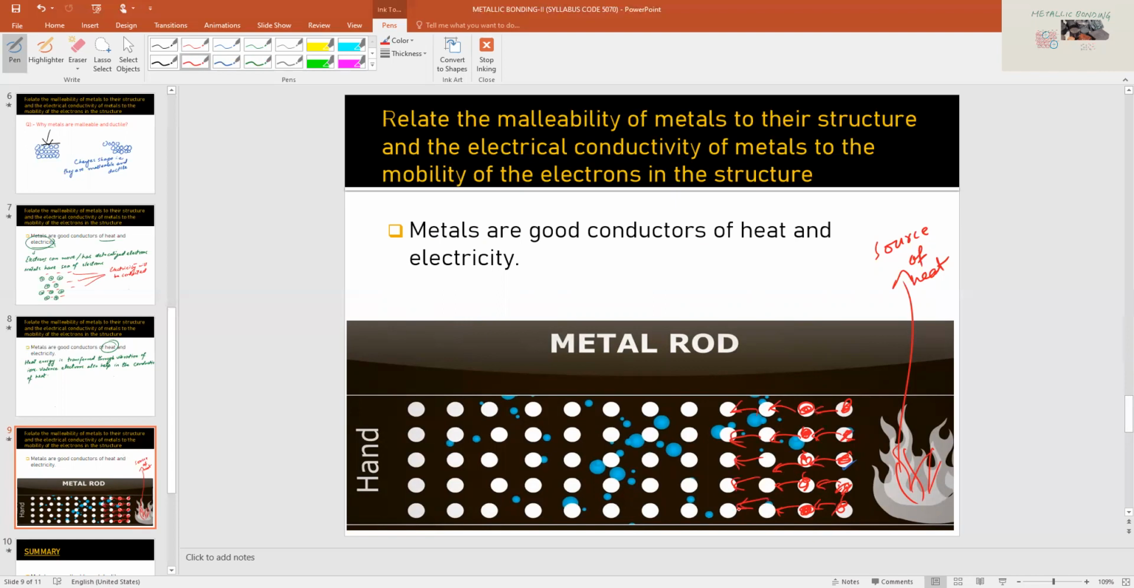Mobile electrons also help in the conduction of heat. Now, where are the mobile electrons? We have the mobile electrons here, lots of mobile electrons. They help in the conduction of heat. This way, heat is transferred.